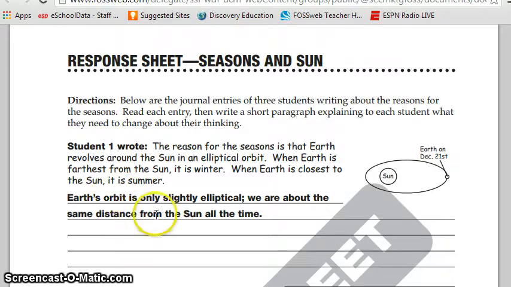That's incorrect because the seasons aren't caused by the distance we are from the sun, and Earth's orbit is only slightly elliptical, so there's not really a big change in our distance from the sun. So the diagram here is way over exaggerated. That sun should be much more in the center, and the main thing affecting the seasons is the tilt of the northern pole towards or away from the sun.